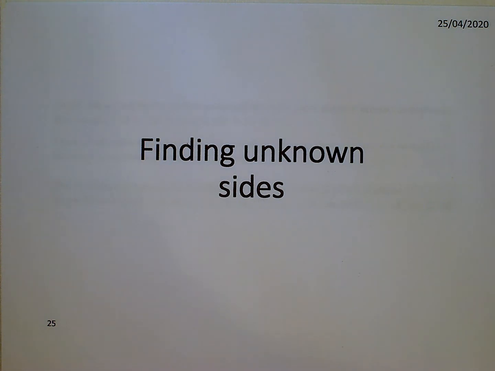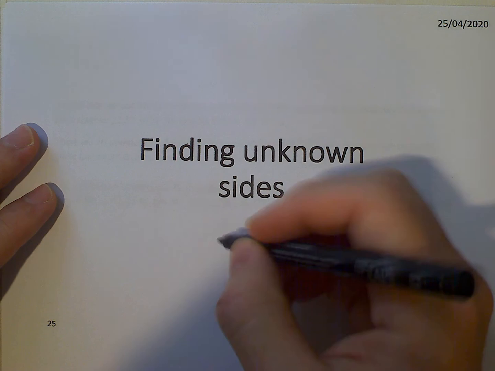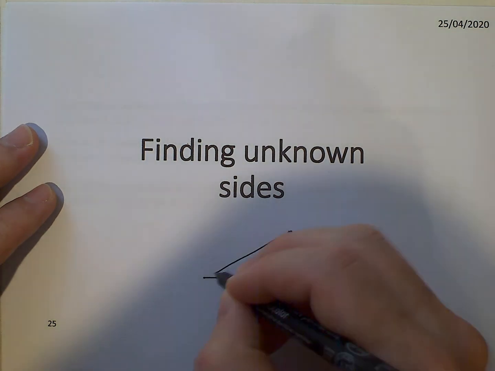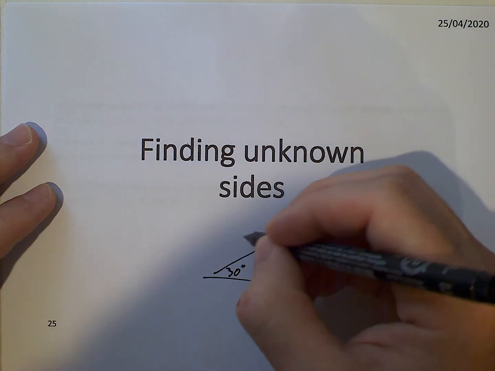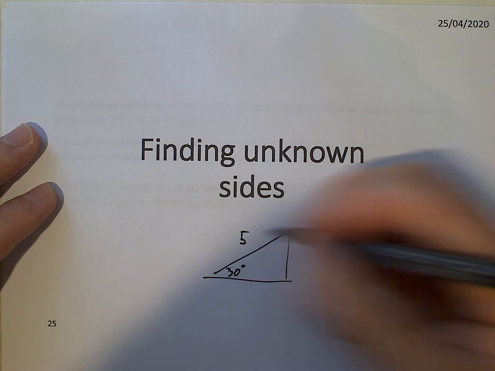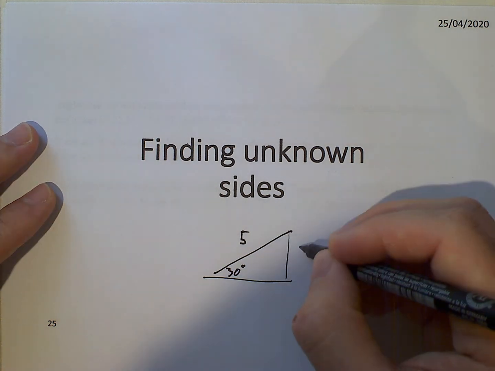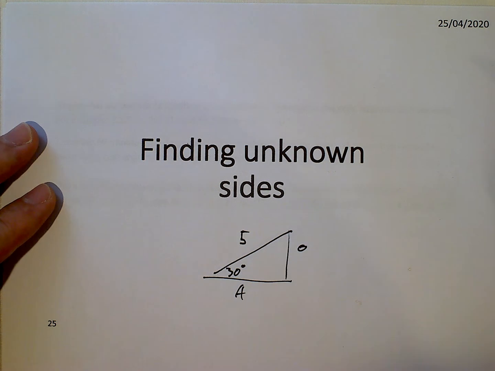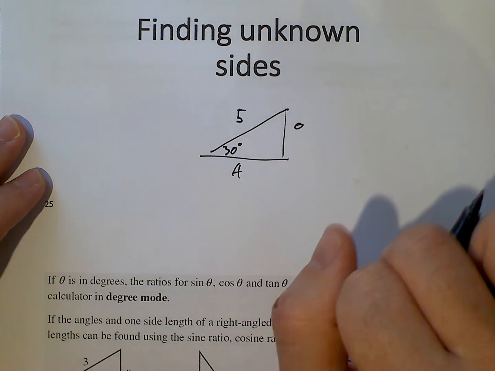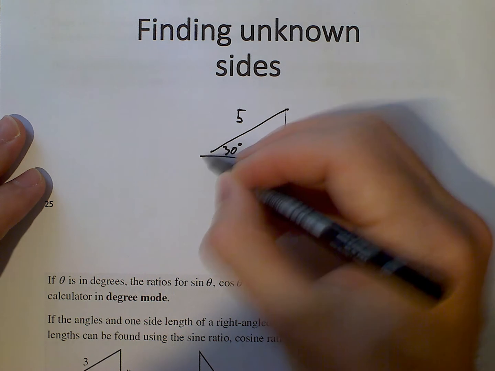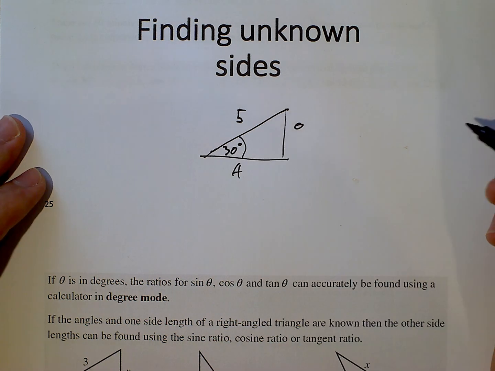Now we're going to be finding unknown sides using trigonometric ratios. So what that means is if we have a triangle and we have a degrees here and we have one side, let's say this is 5, and we want to find either our opposite or our adjacent, we can use our trig ratios to find them. That's essentially what we're doing. We're trying to find the lengths of these sides, and we're given one side and an angle.